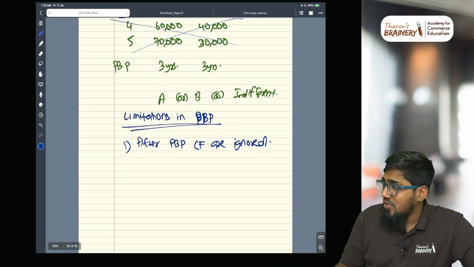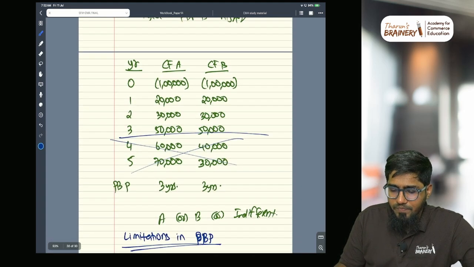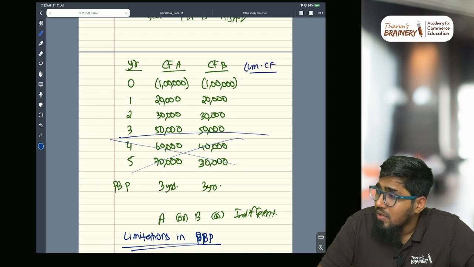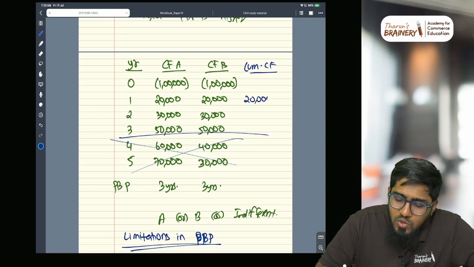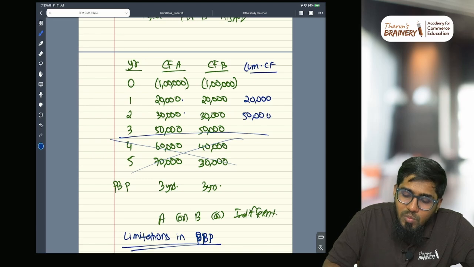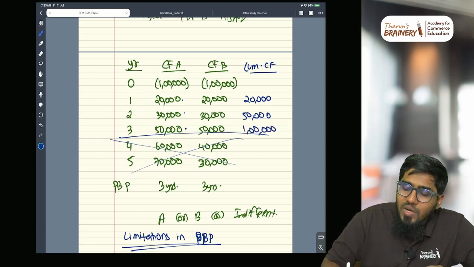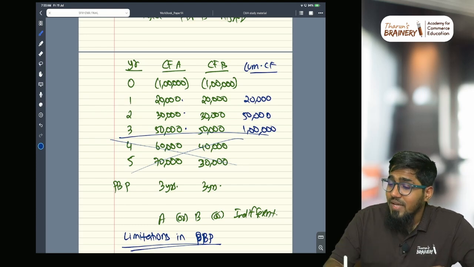So this is one limitation. Now let me come to one more point. Whenever you are calculating payback period, what will you do? You will also put a column for cumulative cash flow. Everyone understand? Then you will write it here. First year 20,000 is the cumulative cash flow. Second year, 20 plus 30, 50,000 is the cumulative cash flow. Next year, 50 plus 50, 1 lakh rupees is the cumulative cash flow. Correct?